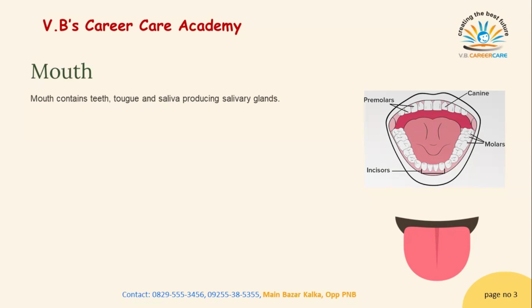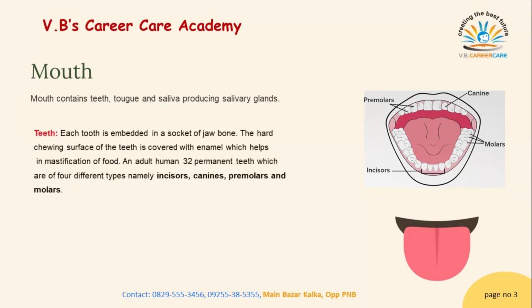The mouth contains teeth, tongue and saliva-producing salivary glands. So let us study teeth. Teeth are embedded in sockets of the jawbone. The hard chewing surface of the teeth is covered with enamel, which is the hardest part of the human body, and it helps in mastication of food. Mastication is the scientific term for chewing. An adult human has 32 permanent teeth, which are of 4 different types, namely incisors, canines, premolars and molars.